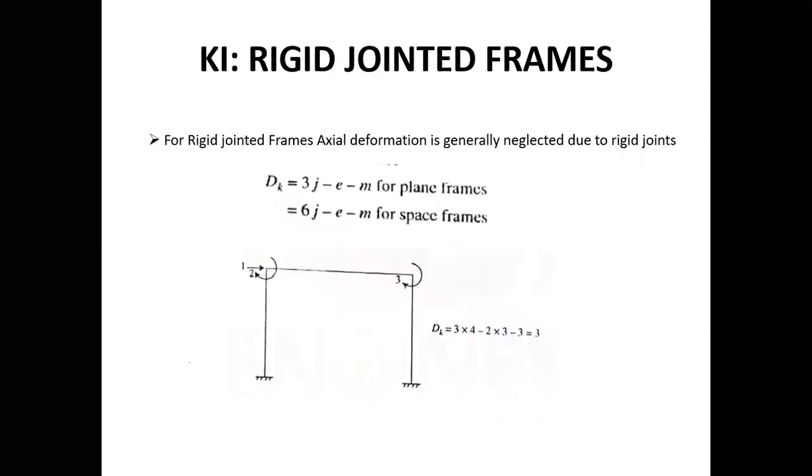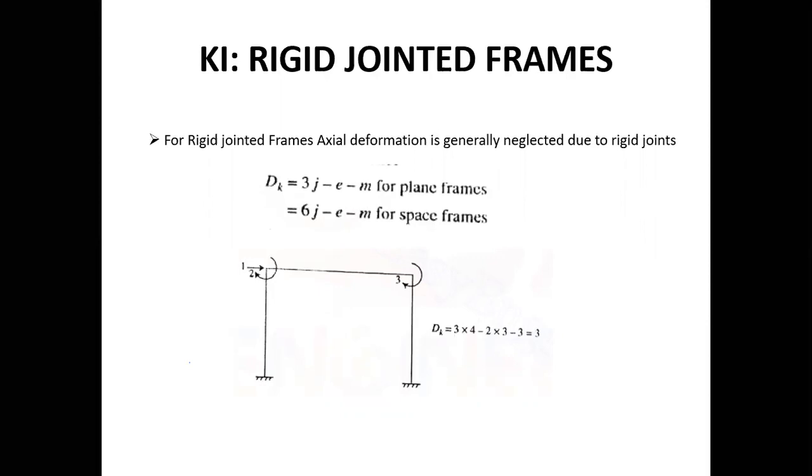Now, in the previous slide, we have studied how to calculate the kinematic indeterminacy for beams. The formula was simple. That was 3j minus r minus m. But here we'll see how to calculate the kinematic indeterminacy in case of rigid jointed frames. For rigid jointed frames, generally axial deformation is neglected because the joints are rigid, that do not allow the deformation in either of the ways.